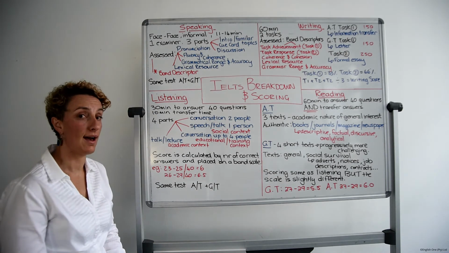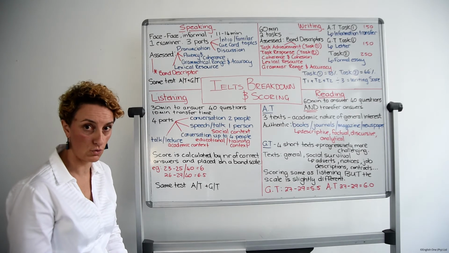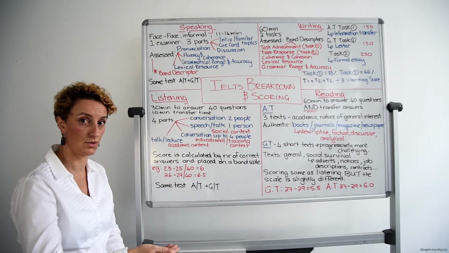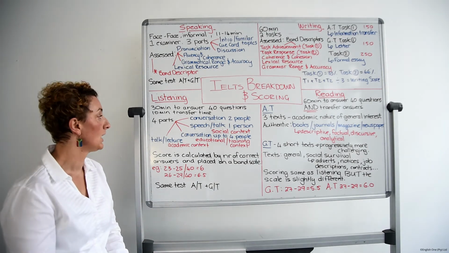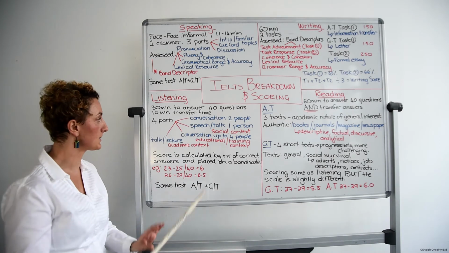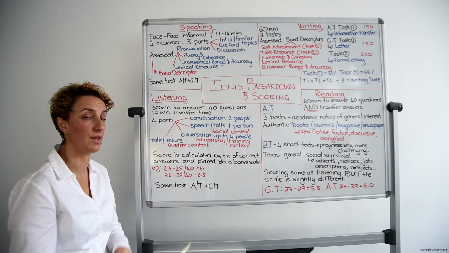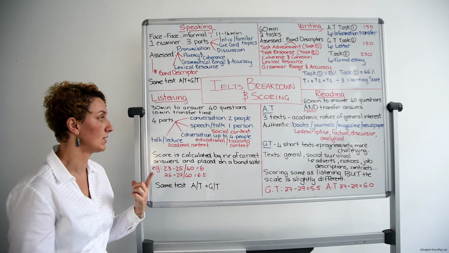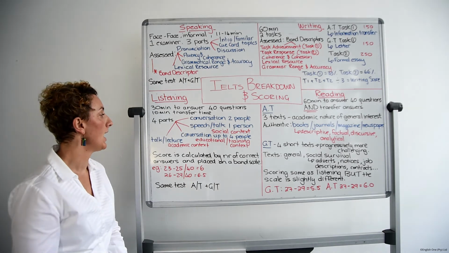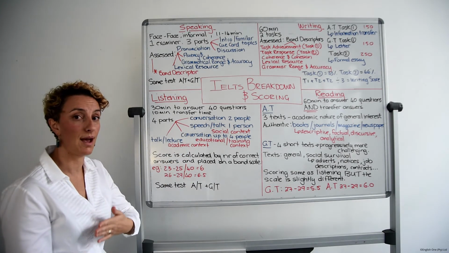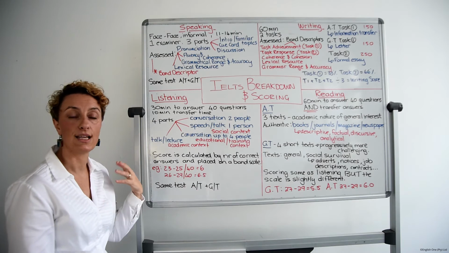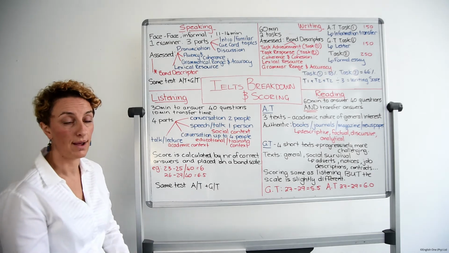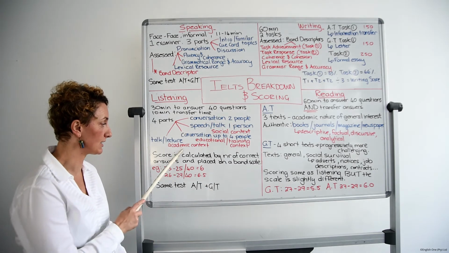For the listening, you have 30 minutes to answer 40 questions, and then you are given 10 minutes to transfer your answers to a specific answer sheet. The test is divided into 4 parts. You're going to hear a conversation with 2 people, a speech or a talk by 1 person on a social context. You're going to hear a conversation with up to 4 people on an educational or training context, and then a talk or a lecture by 1 person on an academic context.